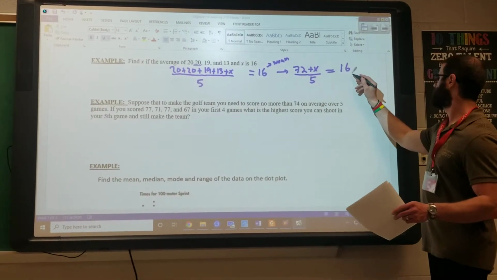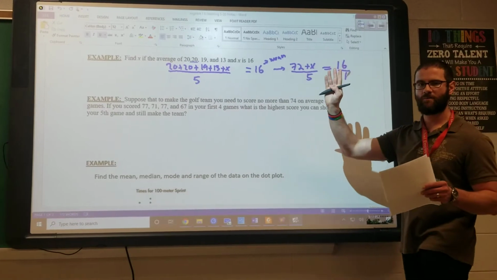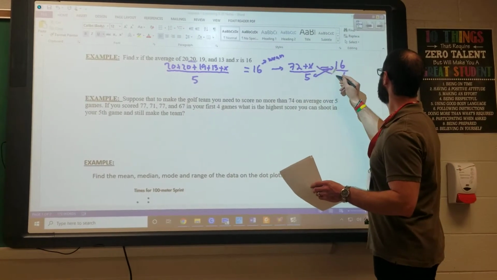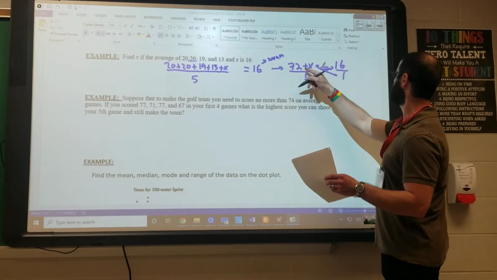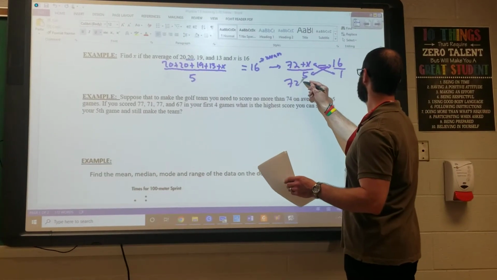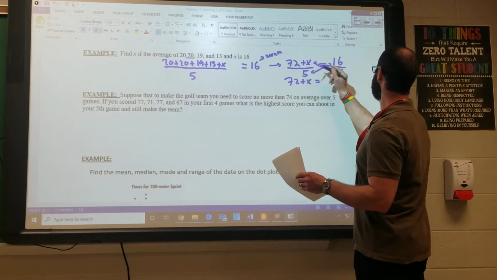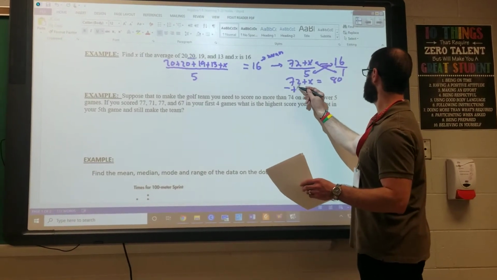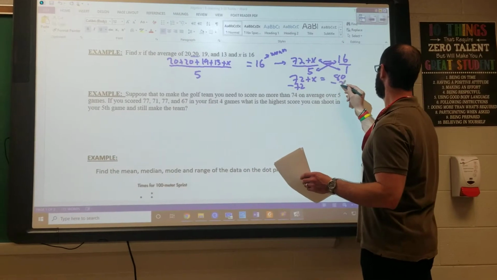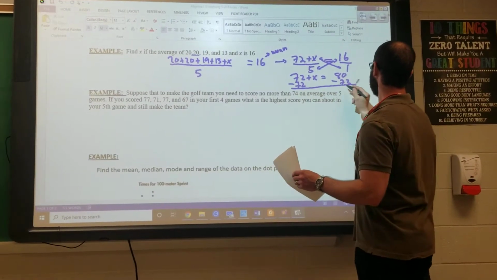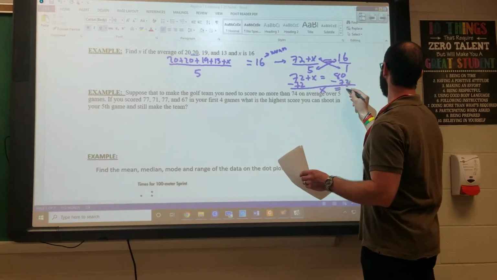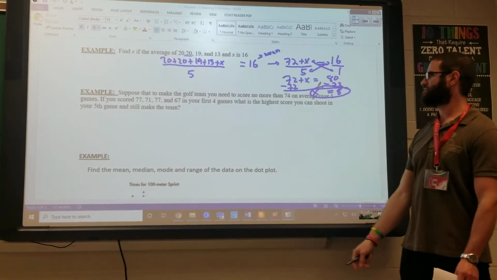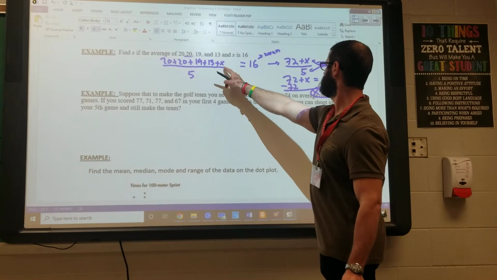What I can do is put 16 over 1 so I create a proportion, and then I can cross multiply. When I do so, I have 72 plus x equals 16 times 5, which is 80. Subtract 72 from both sides, so x is equal to 8. That missing value there is 8.